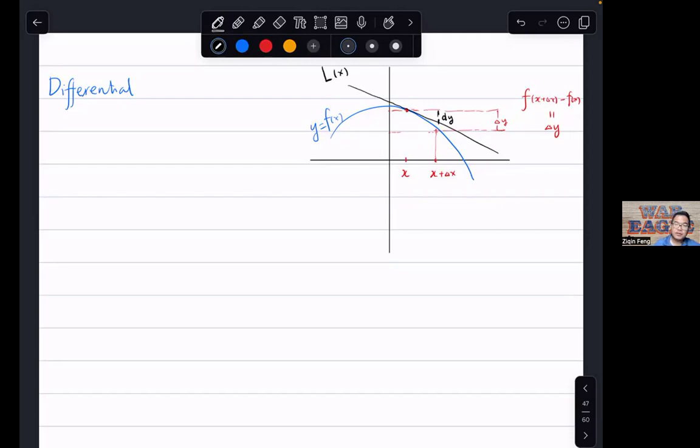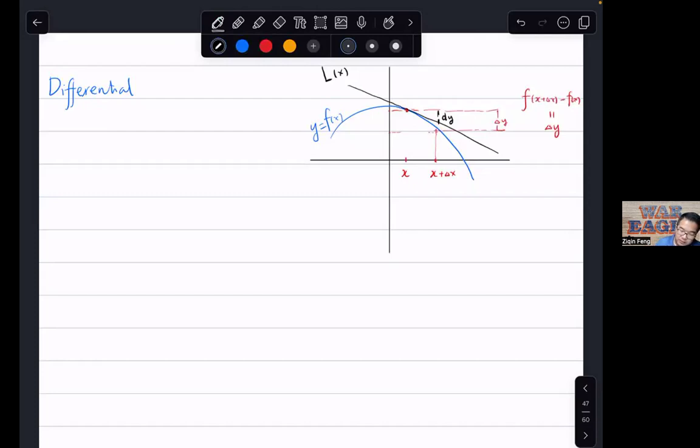So let's try to write down the definitions. Now you can see that if delta x is very small, dx and delta x will be very close to each other. This is the same observation as we used in the linearization, linear approximation. If the change of x is very small, this tangent line is very close to the actual curve function value.